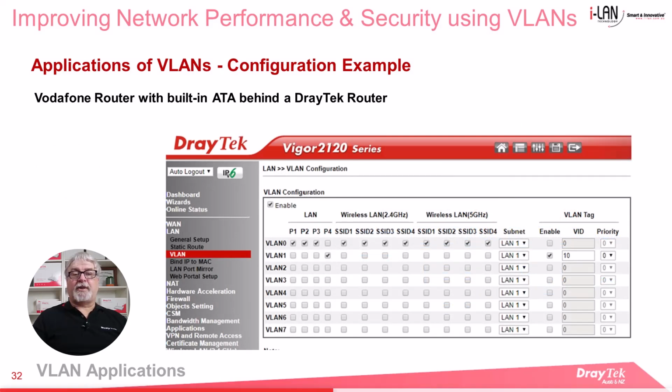This screenshot shows the settings used. We have configured VLAN 1 on LAN port 4 as a tagged VLAN port with a VLAN ID of 10. All other ports and SSIDs are allocated to VLAN 0 with no VLAN tag. The ISP's router retains its VLAN tag of 10 on its WAN port, which is connected to LAN port 4 on the 2120 series router here, which also has a VLAN tag of 10 on its WAN port for the connection to the ISP. That keeps the phone online.